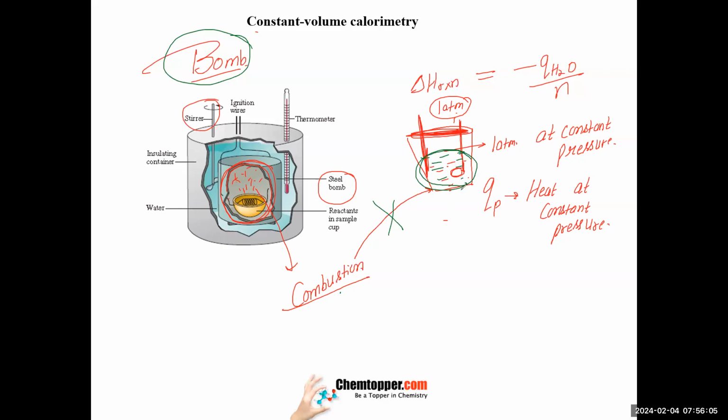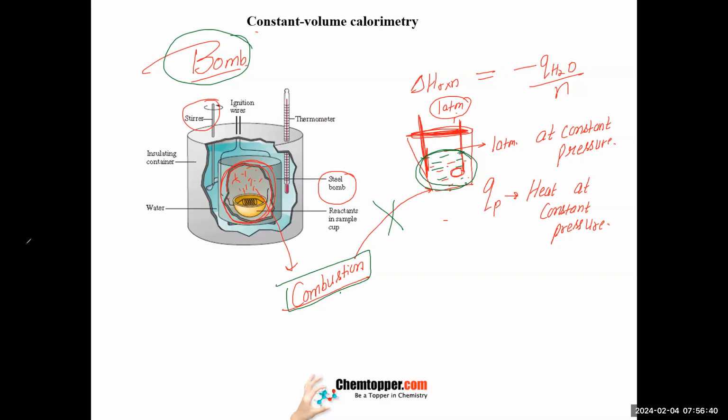Cup calorimeter is for aqueous reactions. Aqueous means in water, like acid-base reaction, neutralization, precipitation. We took one example of silver nitrate with hydrochloric acid. We did one question. So that type of reactions can be carried out in your cup calorimeter, the ones which are happening in water. But there are many reactions which we don't carry out in water. For that, we will use bomb calorimeter. Is it okay?